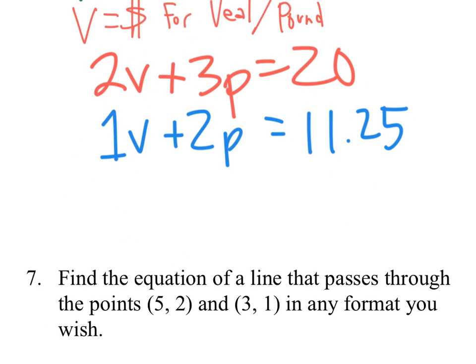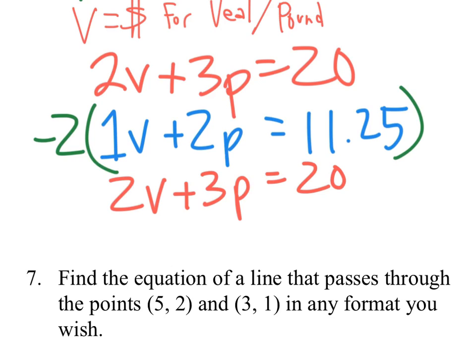Great, so now what we're going to need to do is approach this the way we've been approaching basically any other problem, and we'll do elimination. So what would be the best way? Let's eliminate v's first. And I think the easiest way to do that is to multiply the bottom by -2. And when we do, actually let me rewrite the top equation first. And so now we're going to need to distribute -2 into 1v, 2p, and 11.25.